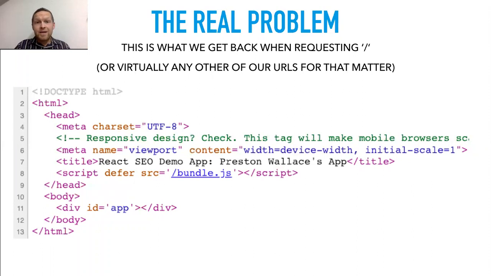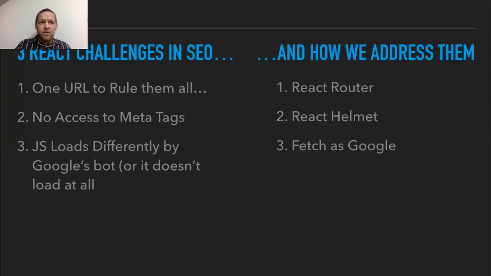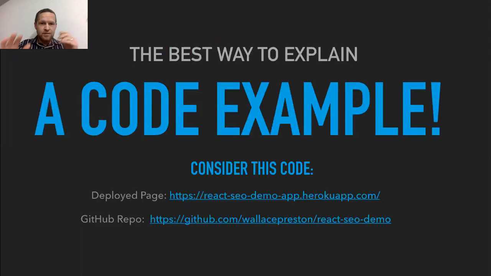This is what we get back when we are requesting / or virtually any other of our URLs. It's just a blank HTML page with a div that we can attach our React DOM to. So those 3 React challenges, and how we address those are with React Router, with React Helmet, and the tool fetches Google. All 3 of those we're going to go over. So again, these are our code examples. Please click the links in the video notes.